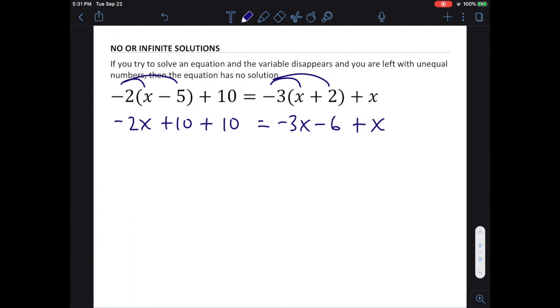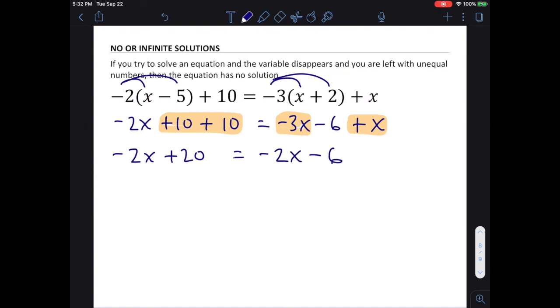All right, let's combine like terms. So we've got some 10s there to combine on that side, and we've got a negative 3x and a positive x to combine here. So I used the same color of highlighter. Maybe I shouldn't have. We're not going to combine all these together. We're going to stick to one side of the equal sign and the other. So we have negative 2x plus 20 equals negative 2x minus 6.